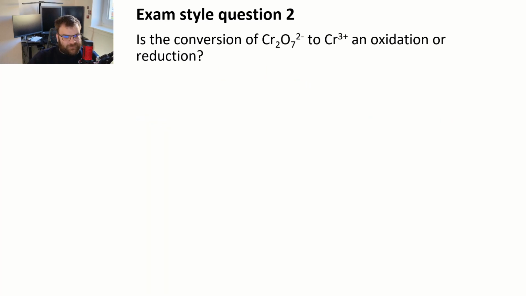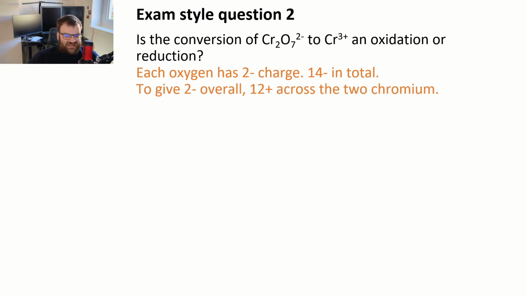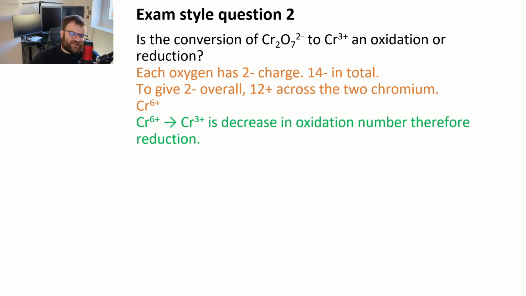In this one here, we've got our dichromate going to chromium 3+. Each oxygen will have 2 minus, so 14 minus in the dichromate. That means to get 2 negative overall, it has to be 12 plus in total from both chromiums. That means each chromium must be 6 positive. We're going from 6 positive to 3 positive. Its number's going down, therefore it is a reduction reaction.